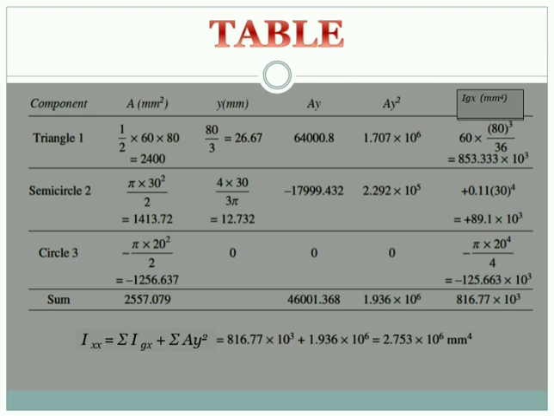Ixx is equal to summation of Igx plus summation of Ay². So substituting the values, we get the moment of inertia about the given AB axis as 2.753 × 10⁶ mm⁴.